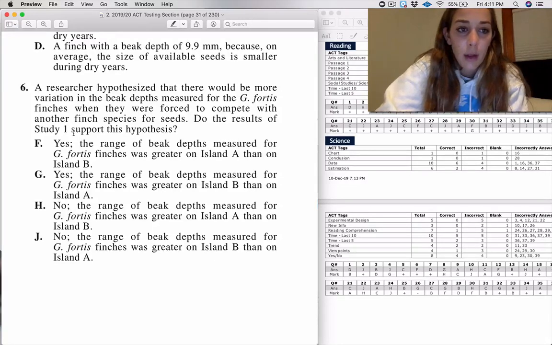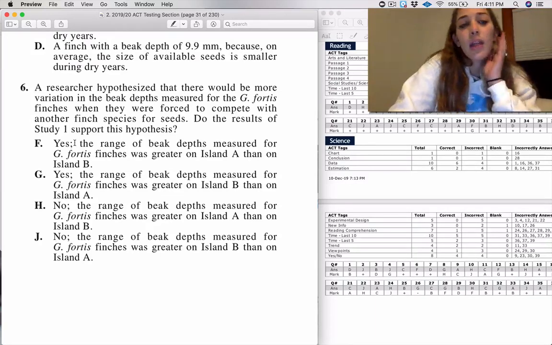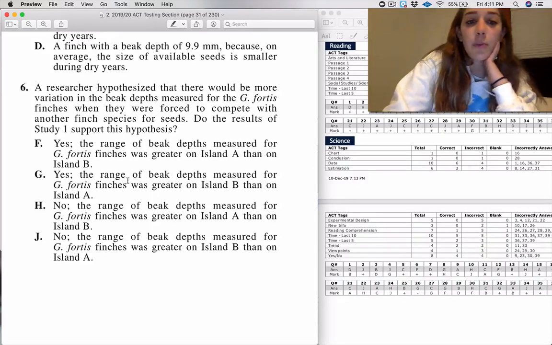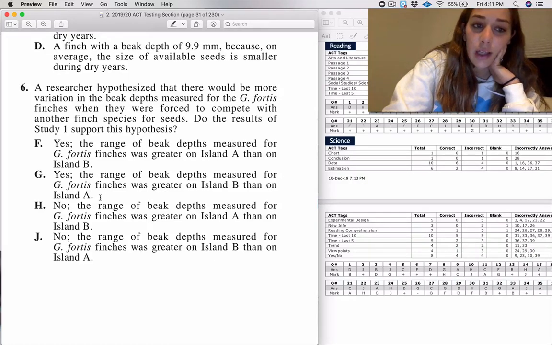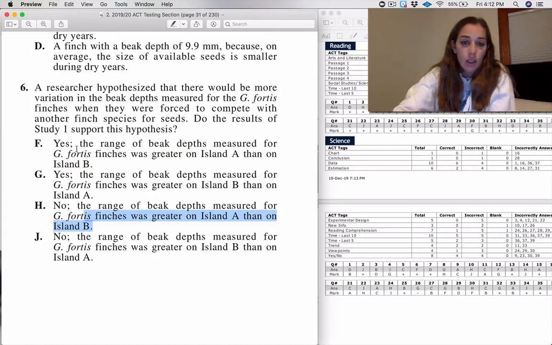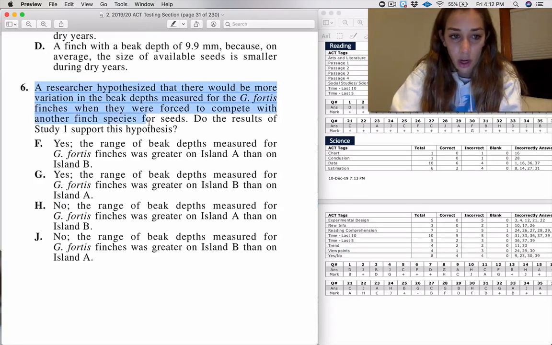So we'll start on question 6 here. If you look at the answer choices, what do you see? You see that in question 6, 2 of them say yes, 2 of them say no. Let's read the explanations. The range of beak depths measured for G-fortis was greater on island A than on island B. The next one says greater on island B than island A, then greater on island A than B, and greater on island B than A. So basically 2 of these answer explanations are identical. In F and H, the only difference in the answer choices is the word yes and the word no.